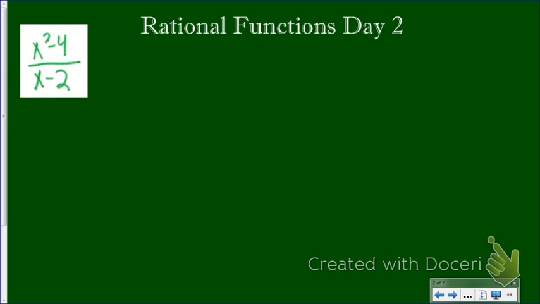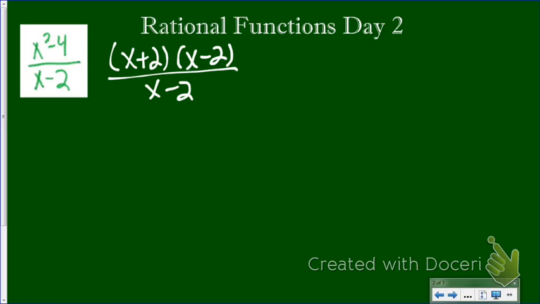Okay, so when I factor the top, that's a difference of squares. The top of this function factors into x plus 2 times x minus 2. Right from the start, you can see this is going to be a very different function than what we've had, because those x minus 2 factors are actually going to cancel out.